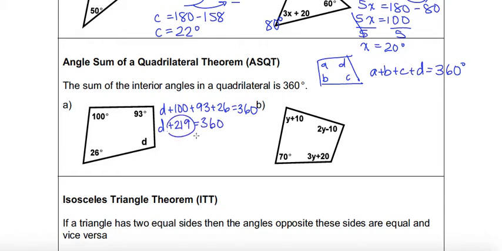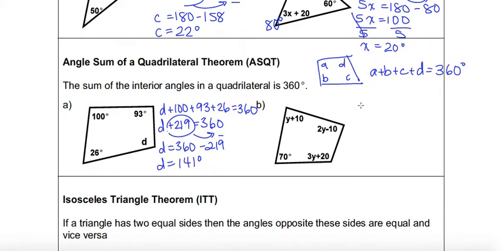I'm going to move my 219 to the other side of my equation, and I'm going to subtract it. So D is equal to 360, take away 219. And that's 141 degrees. So if we're looking at example B, again, it looks a little bit complicated, but this is not something that you don't know how to do. So we're going to approach it exactly like we approached example B in our previous example.